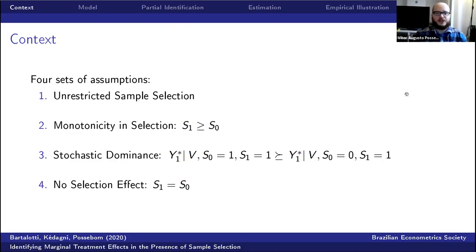So we offer additional assumptions that will tighten the bounds around the MTE function. So the first assumption that we add is the monotonicity in selection assumption. So we assume that S1 is greater than or equal to S0. Then if we want to tighten the bounds even further, we can use a stochastic dominance assumption that we'll explain in detail later on. And finally, if you want a point identification result, you can impose that there's no selection effect in the problem.